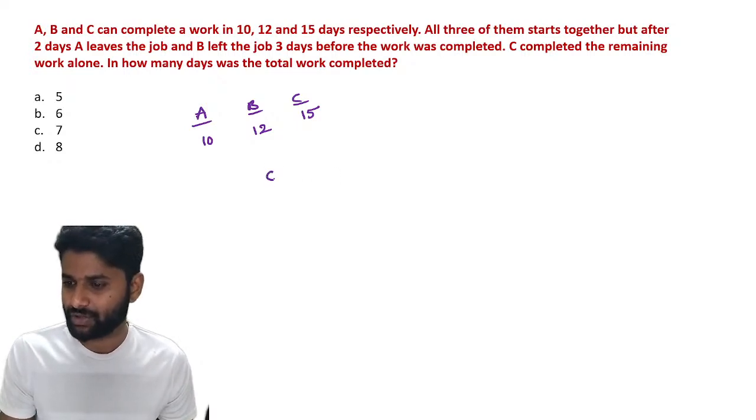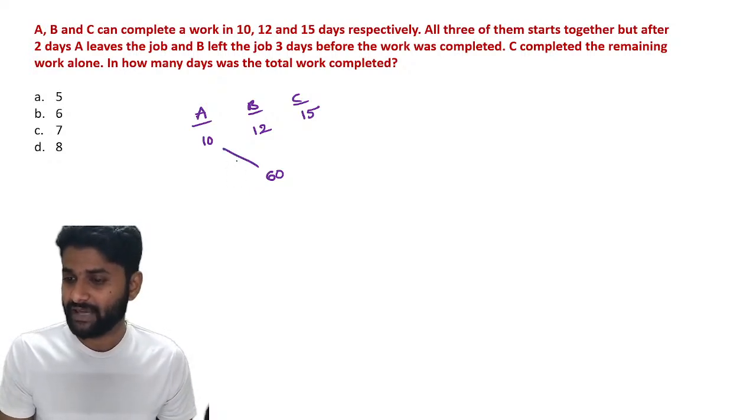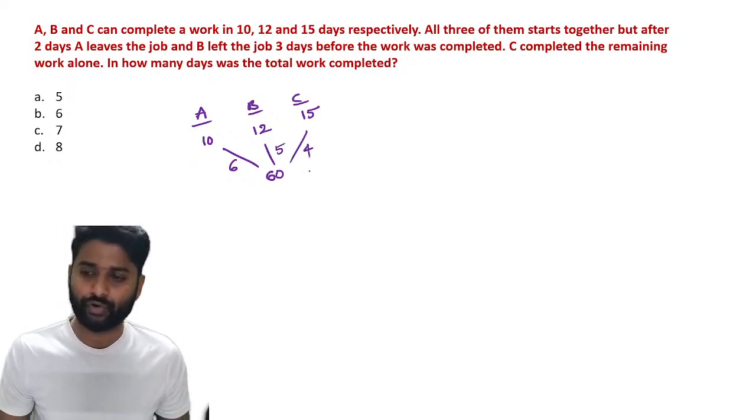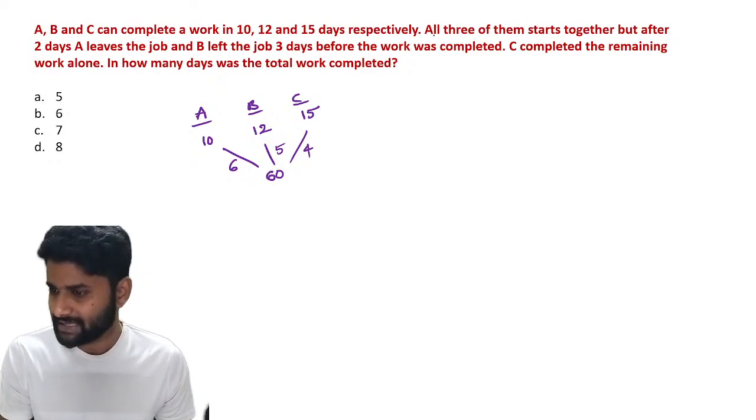Okay, guys, here the total work is 60 units. A's efficiency is 6 units per day, B's efficiency is 5 units per day, C's efficiency is 4 units per day. We got the efficiencies. Guys, understand this statement.